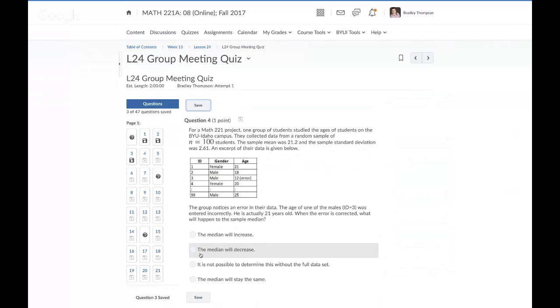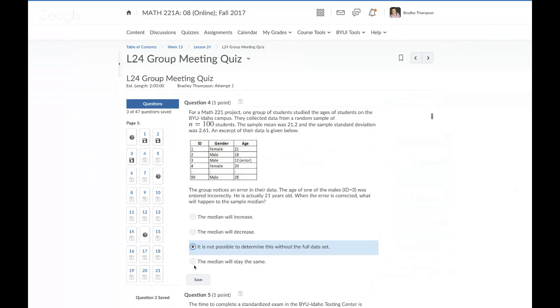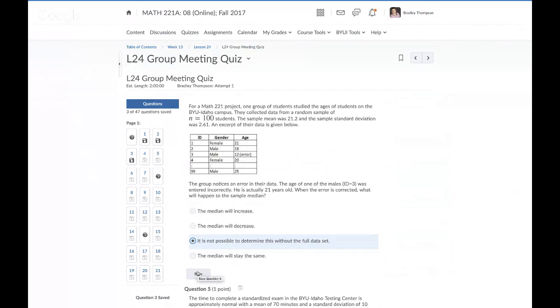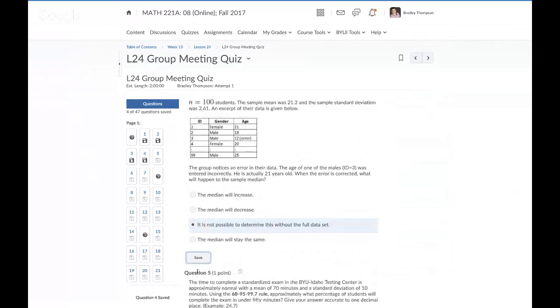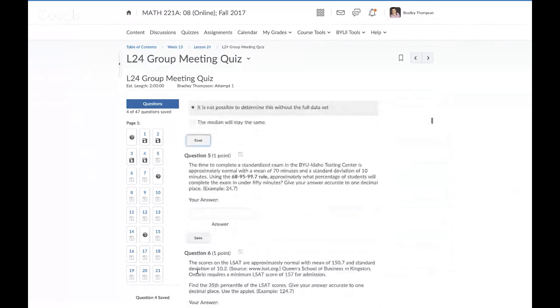So on this, is it not possible to determine without the full data set? Yeah, I guess so, because we don't have the rest of the stuff. Median just means the middle one, and we're missing 5 through 98. The 5 in the middle could all be the same age, so it could not change. We don't know. Okay, that's what I thought. If it was mean, then we would know, but median, we don't.